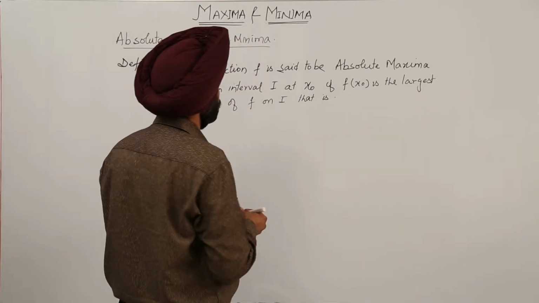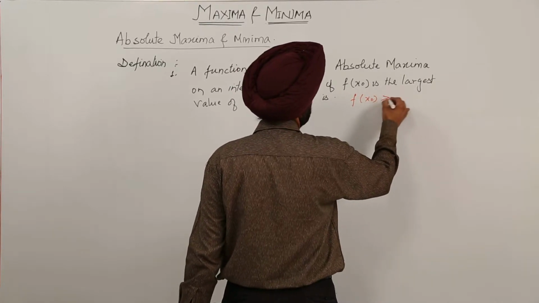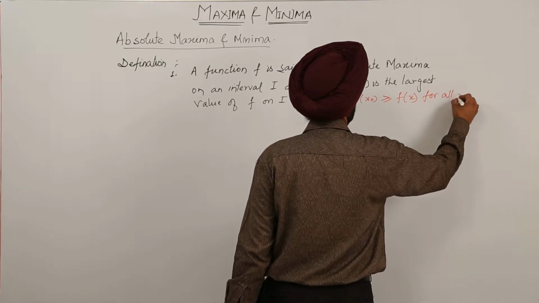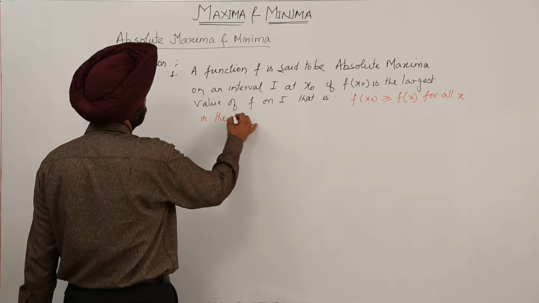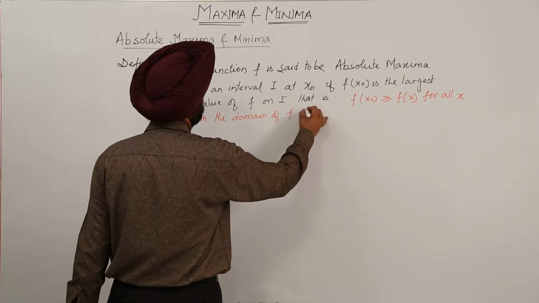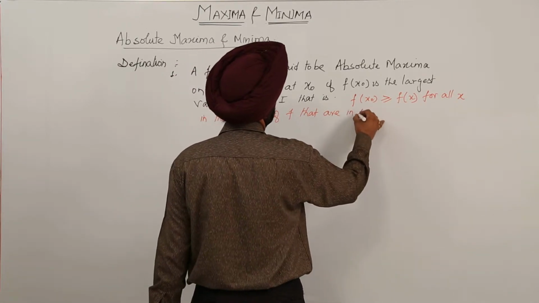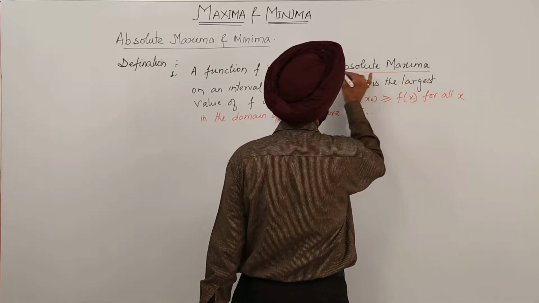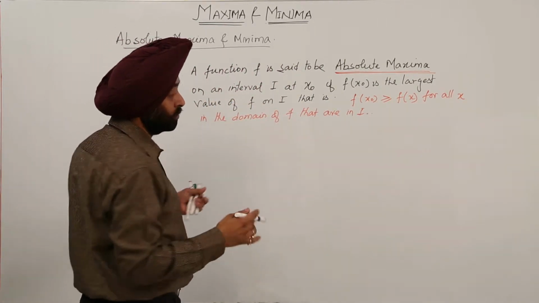now what we can write is f(x0) is greater than or equal to f(x) for all x in the domain of f that are in I. So this is called absolute maxima. Now we are having absolute minima.